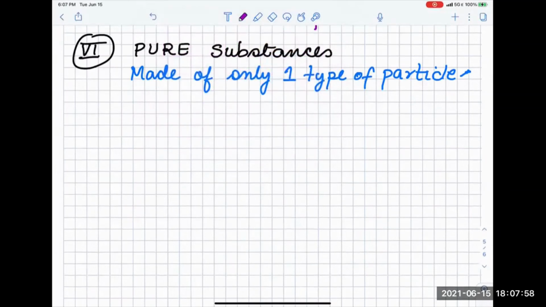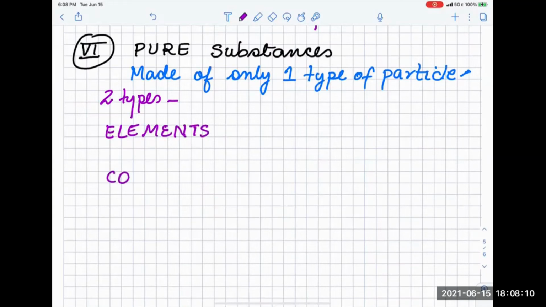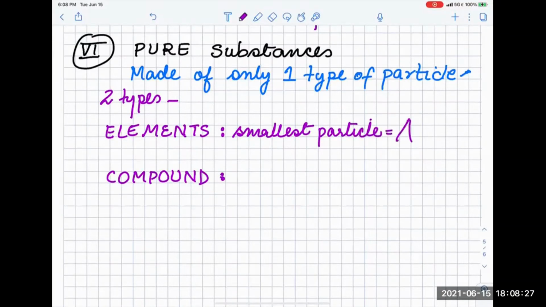One is the elements, and the other is called a compound. Now, what is an element? An element is made up of atoms. So elements, the smallest particles, are called atoms.